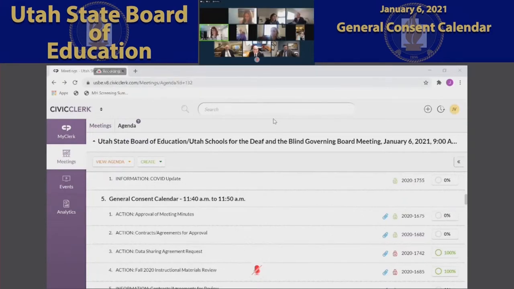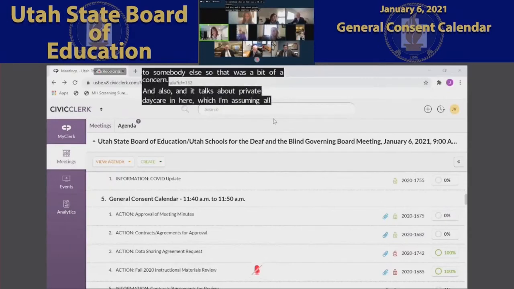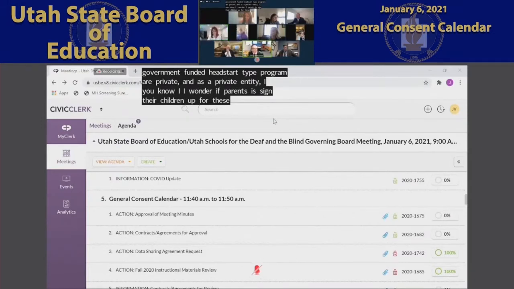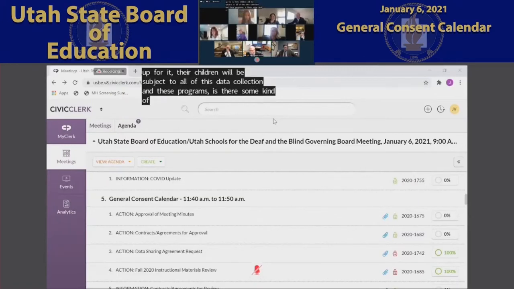and these programs. Is there some kind of parent consent form where they are told up front exactly what their child is being signed up for? Okay, is there, Superintendent, I'm looking for staff, if staff can answer the question. We actually have an attorney from Department of Workforce Services on the line as well.